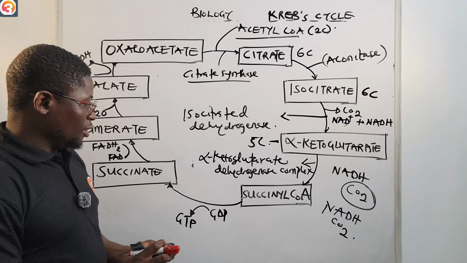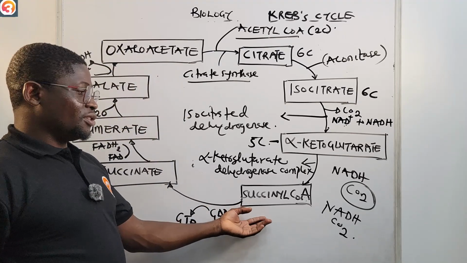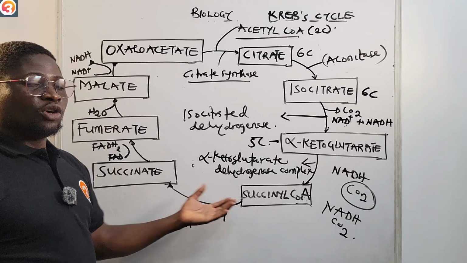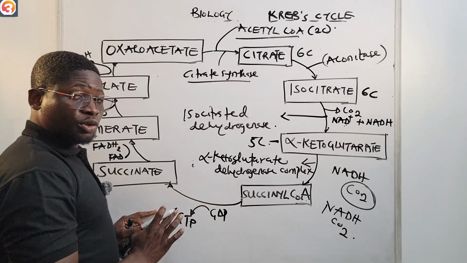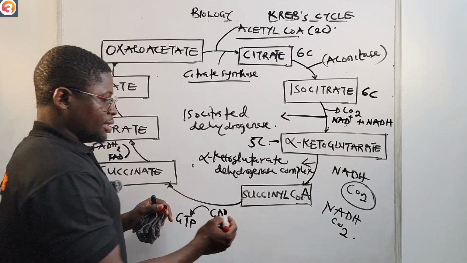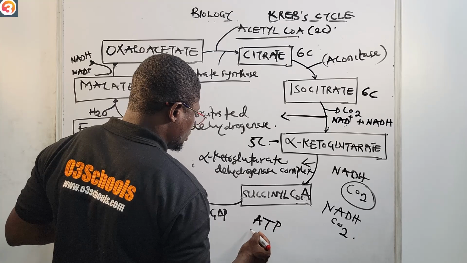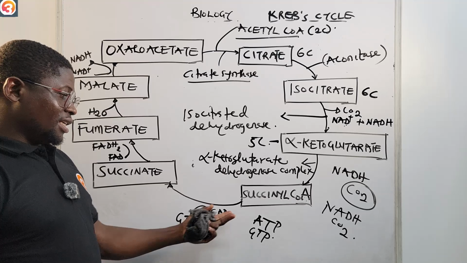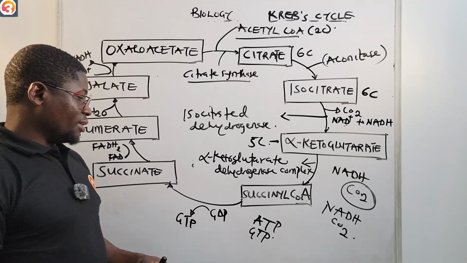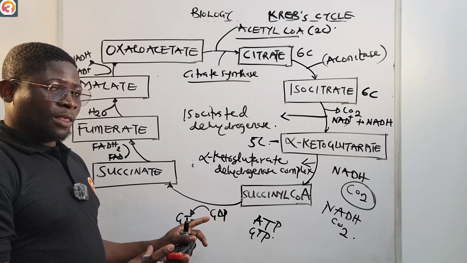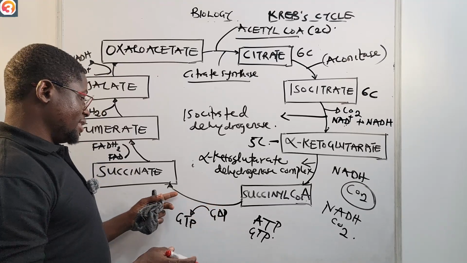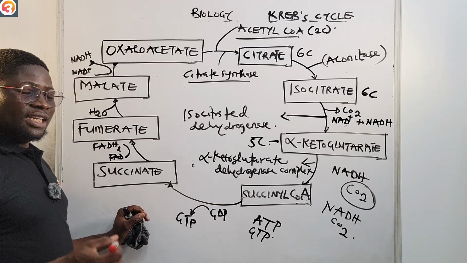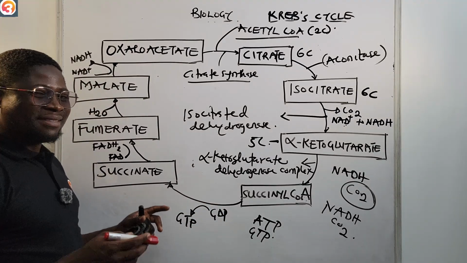The next stage is the conversion of succinyl coenzyme A to succinate. This process produces ATP or GTP. The phosphate is transferred to get our ATP here. The enzyme involved in the conversion of succinyl coenzyme A to succinate is called succinyl coenzyme A synthetase.